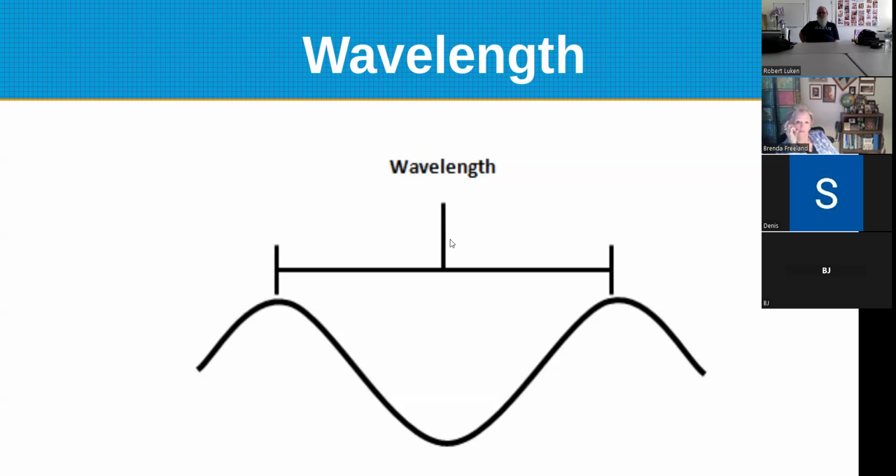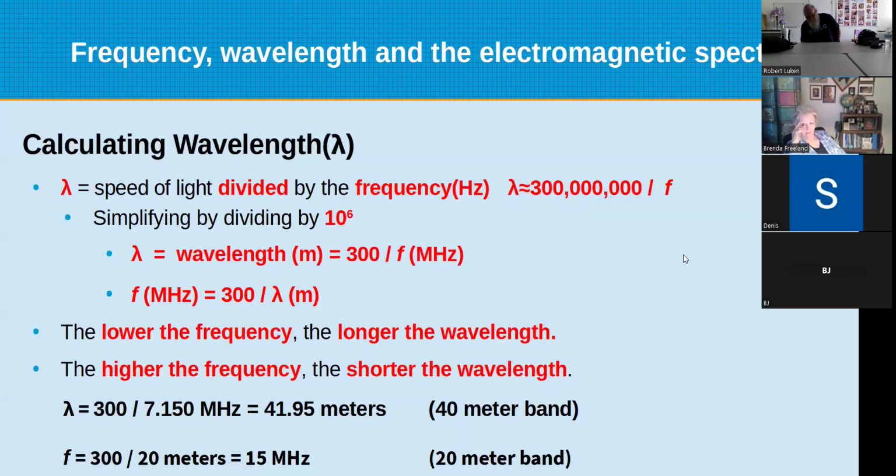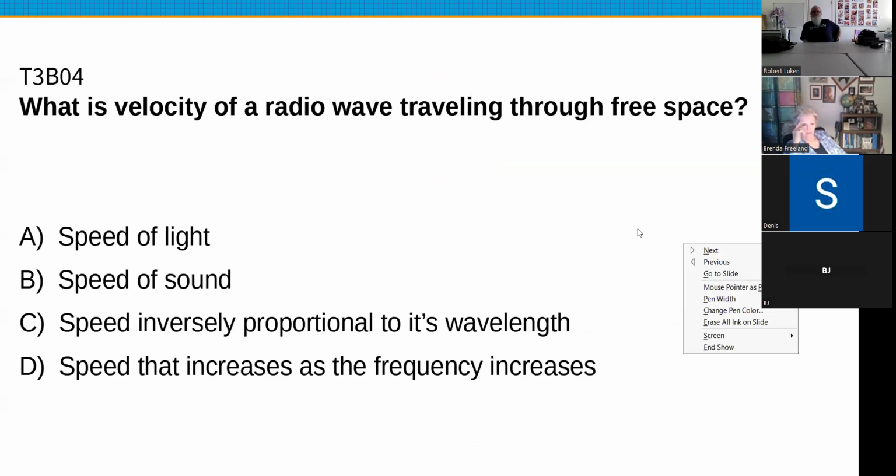This is showing wavelength is basically measured from either peak to peak, or you could do it trough to trough on the wave. It's the same. And that would be, if you know how fast it's traveling, then that time difference times the speed of it.